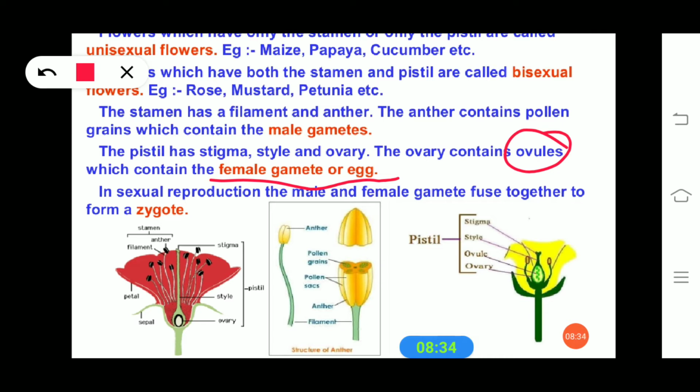Okay, so now you have learned the male and female reproductive parts of plants. What are those? That is stamen and pistil. So in the stamen we saw two further parts, that is filament and anther. In the anther we can see the reproductive cells or male gametes.